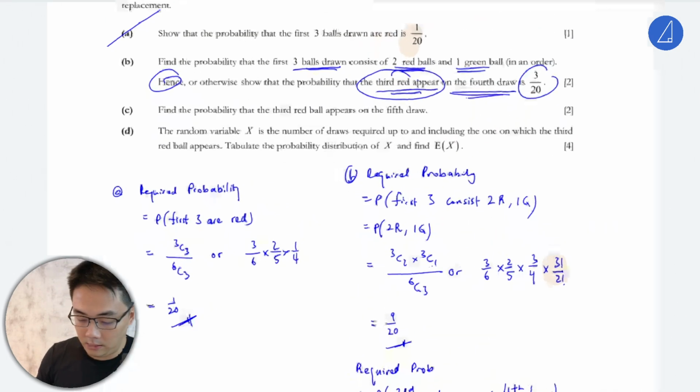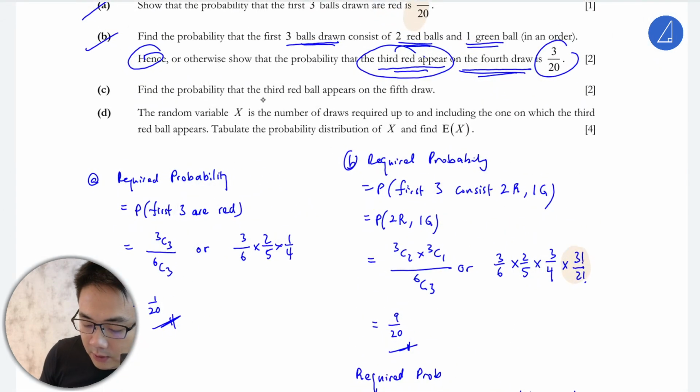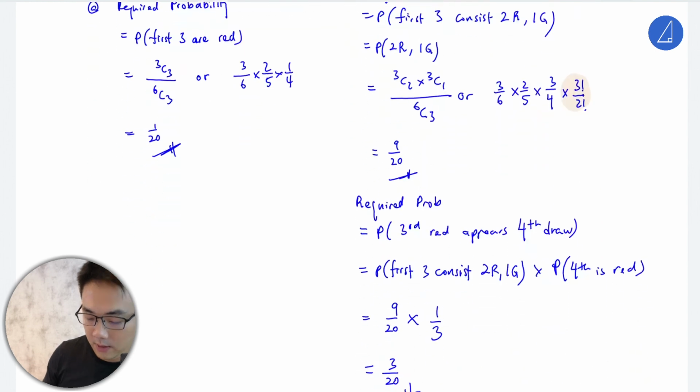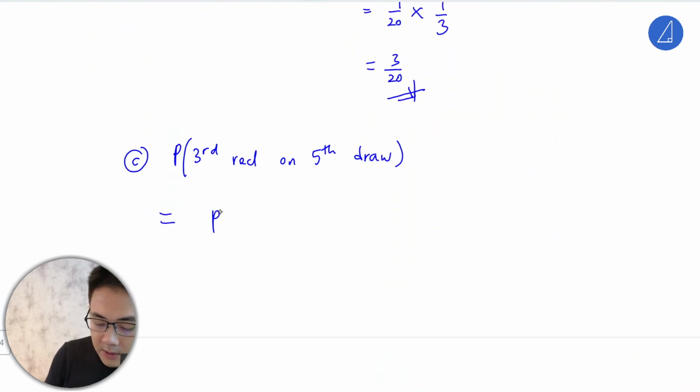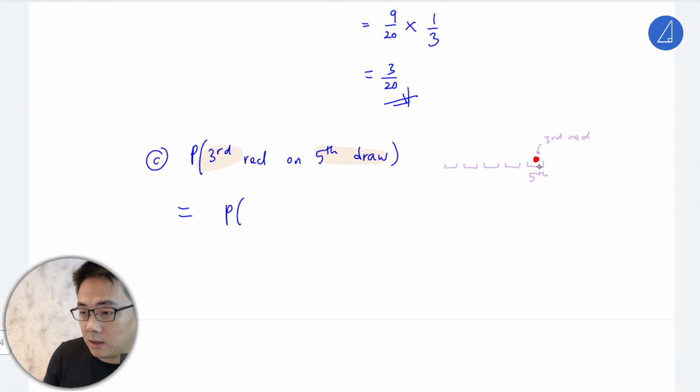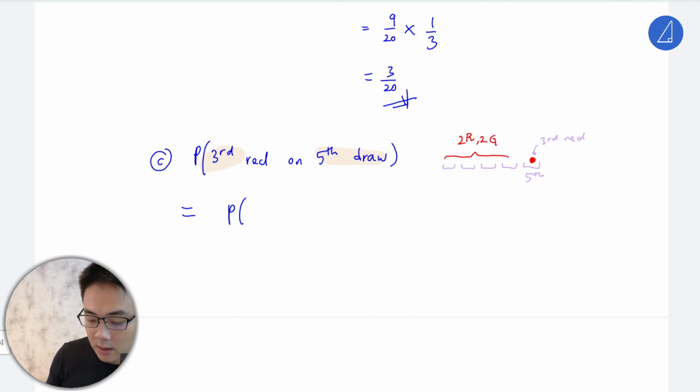So part C, find the probability the third red appears on the 5th draw. Basically this means that the first four draws have got 2 red, right? In order for the 5th draw to be the third red, the first 4 have 2 red and 2 green. So that's about it.